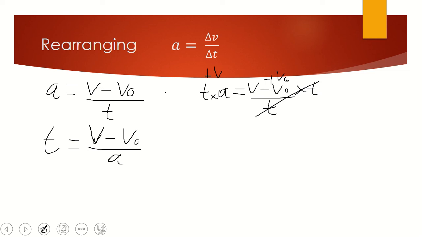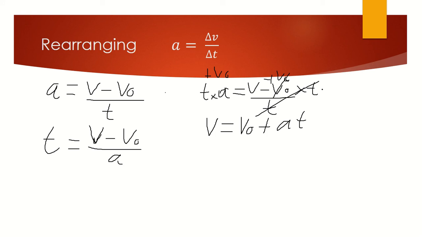We can add v naught to both sides, and they'll cancel out, and we'll be left with v is equal to v naught plus at. Now you don't have to rearrange it every time. This one's a really easy one to memorize, v equals v naught plus at, and it makes sense as well. So the final speed of an object is equal to its initial speed plus its acceleration for a certain amount of time.